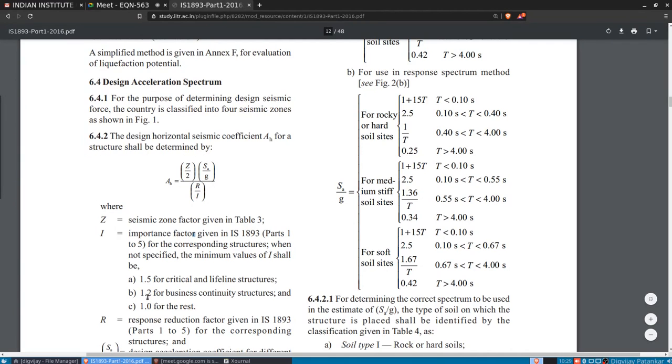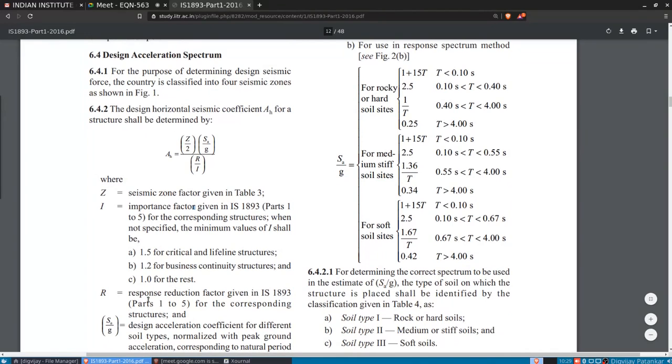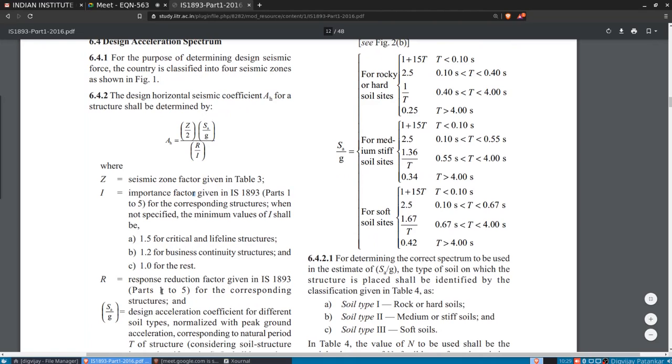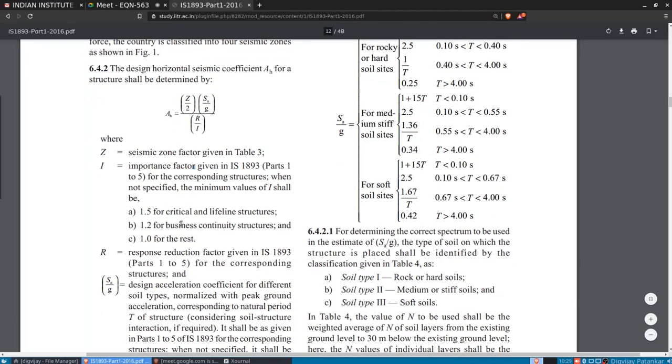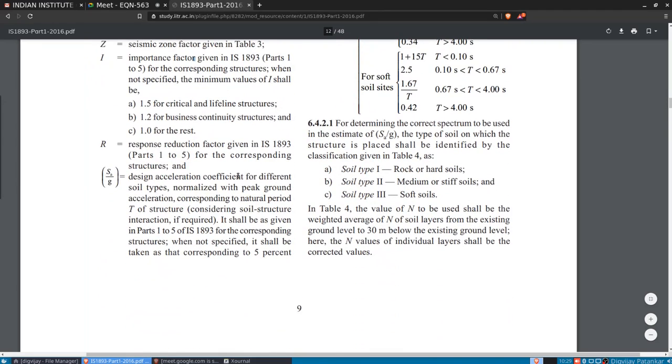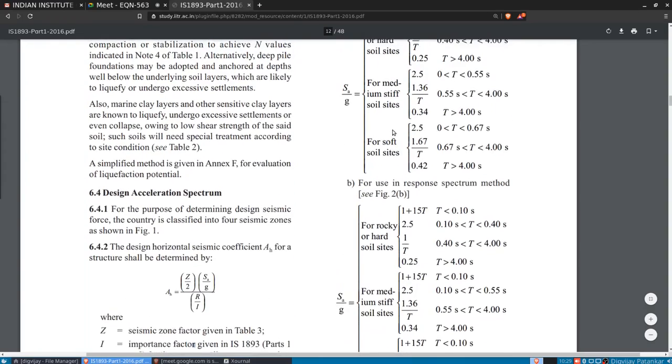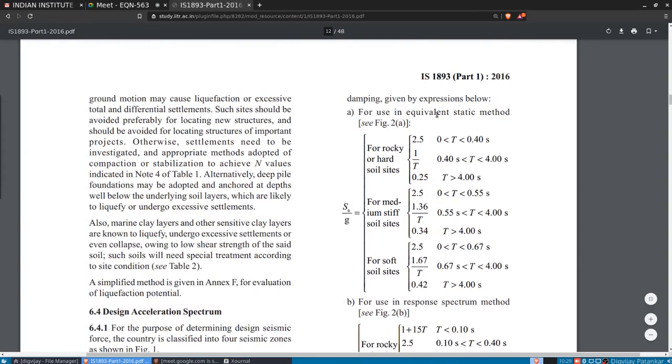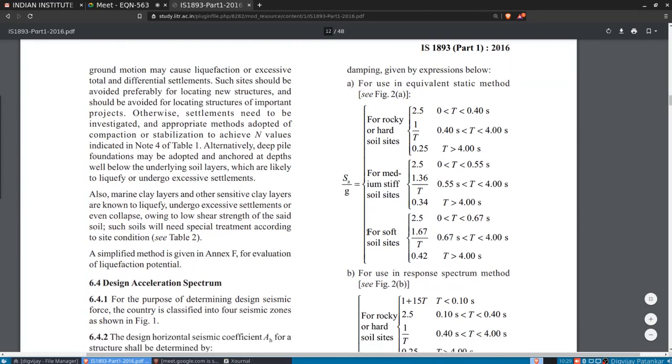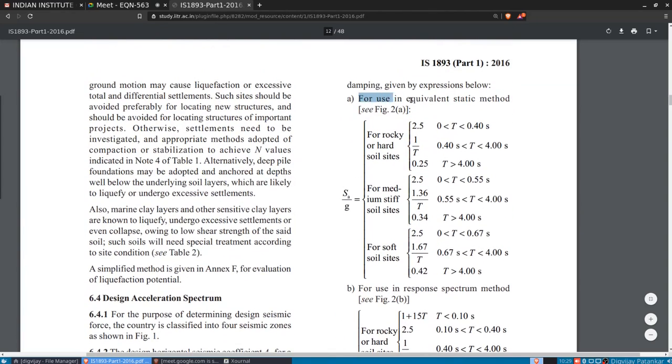Then there is R, which is called response reduction factor, and this particular response reduction factor is also given in this particular code. We will see that. And then SA by G is the design acceleration coefficient for different soil types, and that is given by these expressions here. Okay, so you can see this is given for use in equivalent static method. If you are going to use equivalent static method, you have to use these expressions for SA by G, and that depends only on time period T. So depending upon time period T, you can find out SA by G.